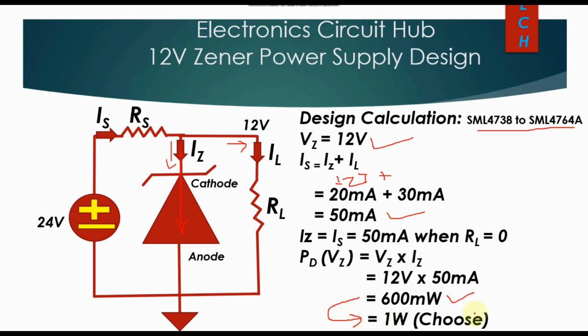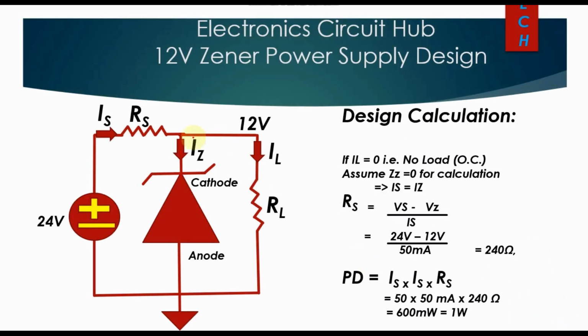Okay, so one more thing, as you know the power dissipation PD equals Vz into Iz. So if you want to calculate now what your new Iz is, that equals 1 watt divided by 12 volt. So you may get around 80 milliampere.